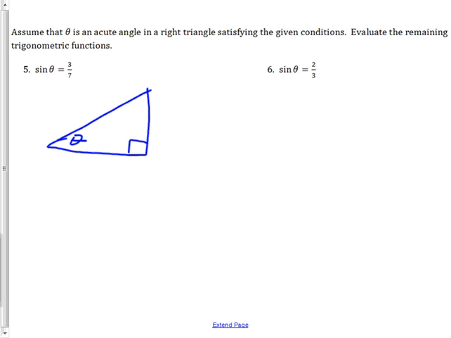And then, again, I draw pictures for these things. You're going to draw lots of pictures in this unit. You never draw too many pictures when you're in trig.